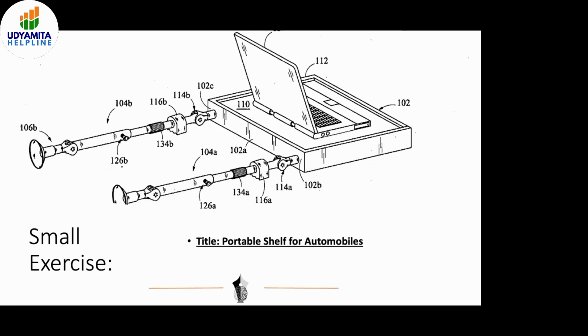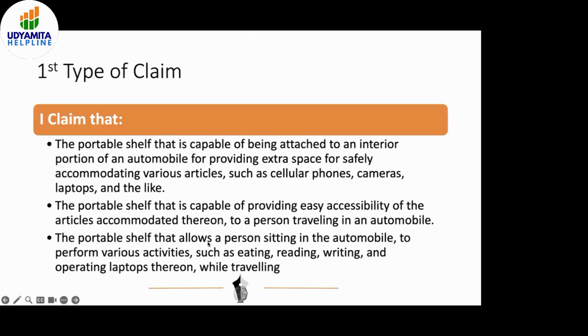It can be used in an automobile. It has suction cups and a table or a tray. Just to give you an understanding, this is how the claims can be written. Your voice is breaking, so I will move on to some other place. Just give me some time. My voice is breaking continuously.